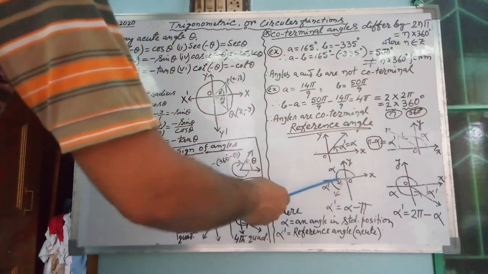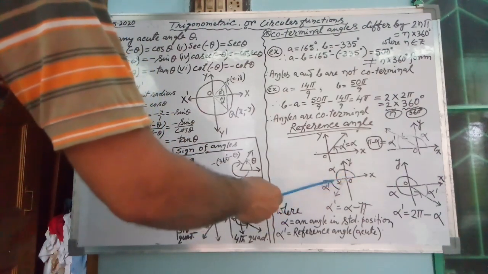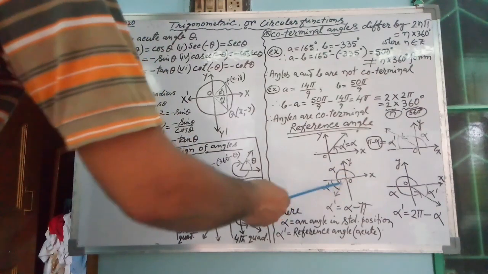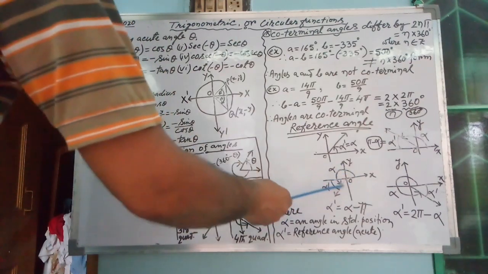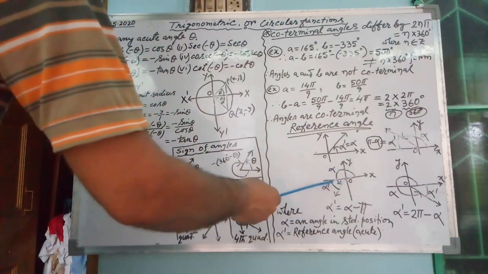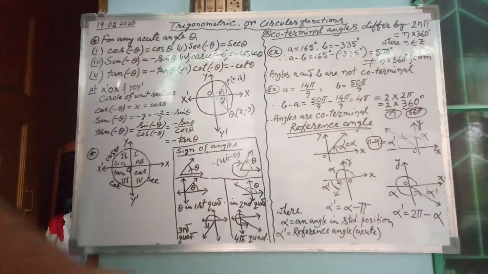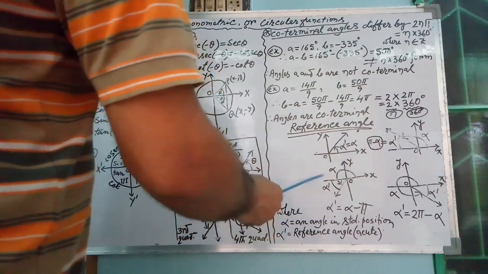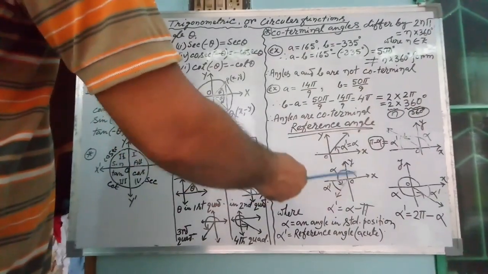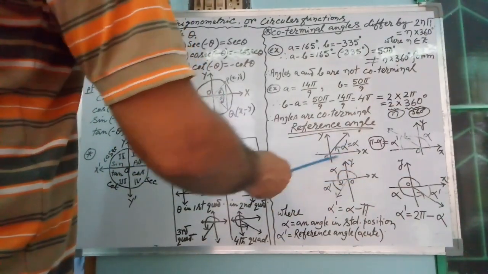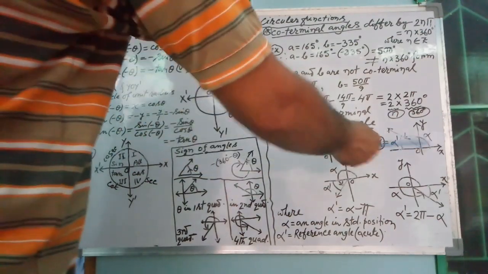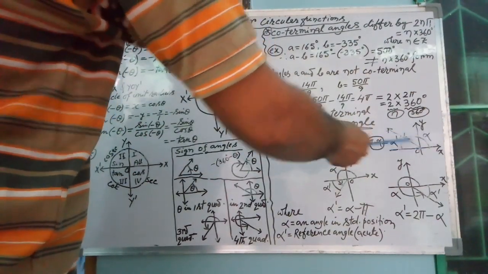Alpha से इसको माइनस कर देंगे तो ये बचेगा. So alpha minus pi is equal to alpha dash. Alpha dash is equal to alpha minus pi. What is alpha? Alpha is an angle in the standard position.